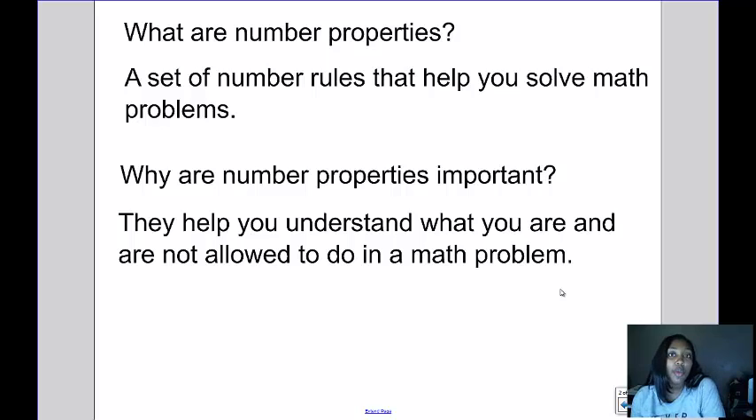So let's start with what are number properties. They are a set of number rules that help you solve math problems. And why are number properties important? Well, it's what rules do. They help you understand what you're allowed and not allowed to do in a math problem. So number properties are rules that tell you what you can and can't do in a math problem.